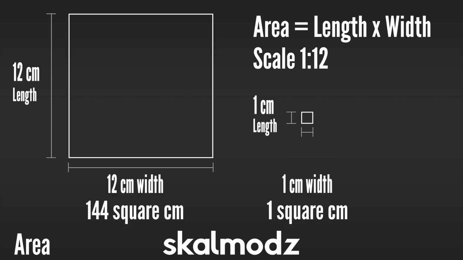Now we have two squares at a scale of 1 to 12. We can see that the larger square has a length of 12 centimeters and a width of 12 centimeters. We can also see the larger square has an area of 144 square centimeters. Again, at a scale of 1 to 12, the width or length is 12 times larger or 12 times smaller between the two squares. That being said, we can also see that scaling up or scaling down must be done with one dimension at a time. Once scaled, you can then use the new scaled dimensions to calculate area.